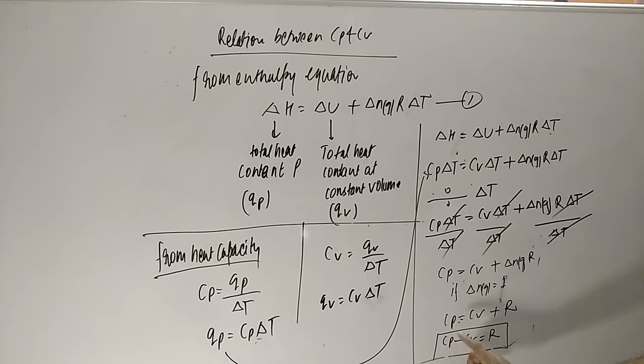So Cp, heat capacity at constant pressure, minus Cv, heat capacity at constant volume, is equal to the ideal gas constant.